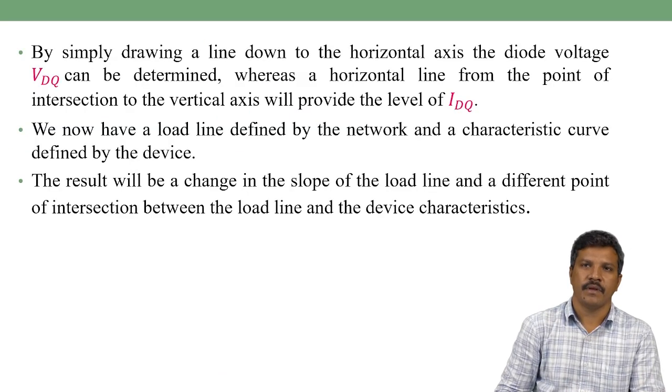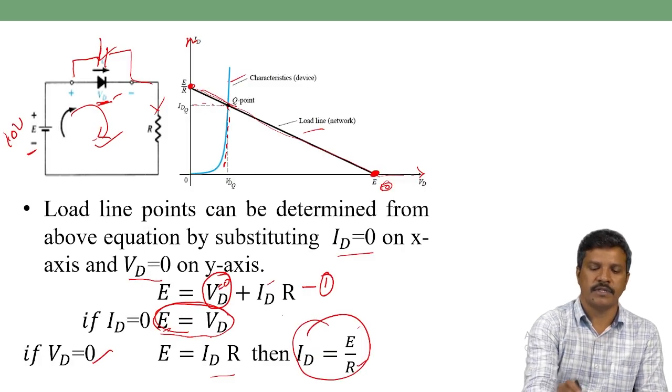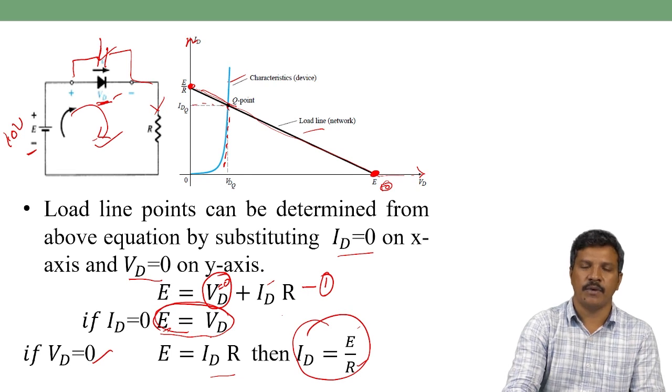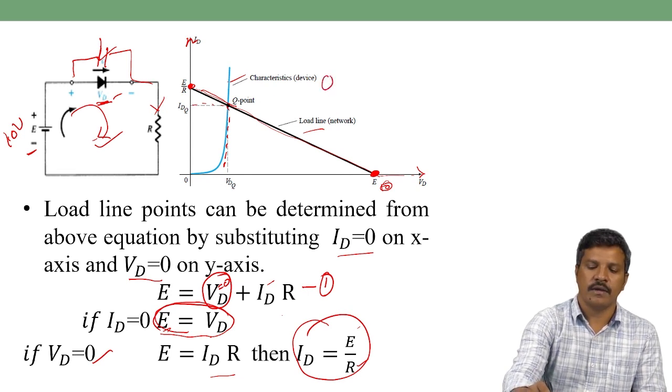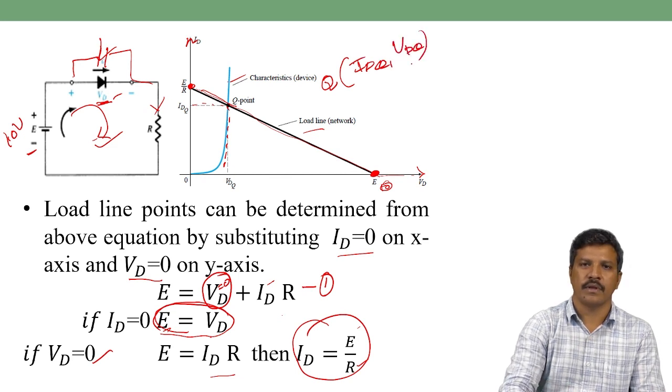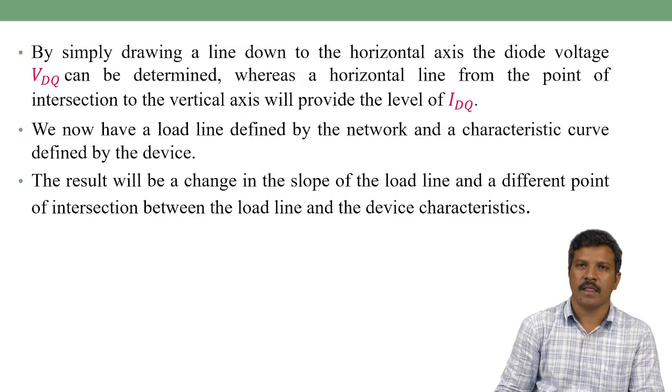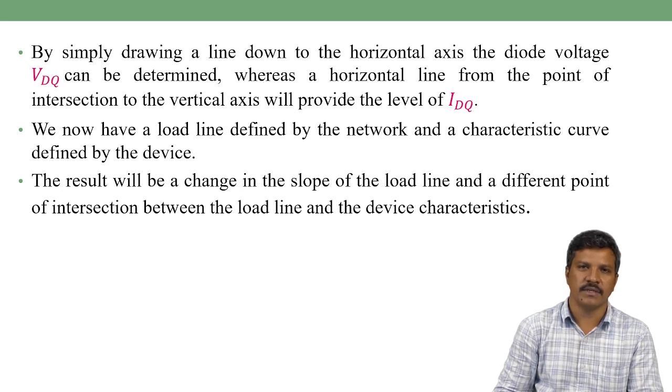Similarly, a horizontal line from the point of intersection to the vertical axis will provide the level of IDQ. The horizontal line taken from the Q point represents IDQ. So the point Q is nothing but IDQ, VDQ. We now have a load line defined by the network and a characteristic curve defined by the device. The result will be a change in slope of the load line and a different point of intersection between the load line and the device characteristics.